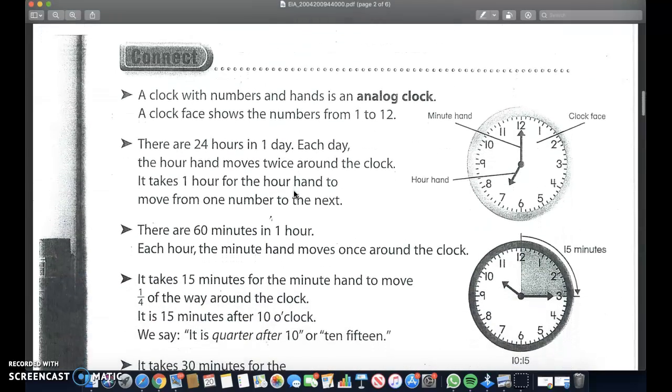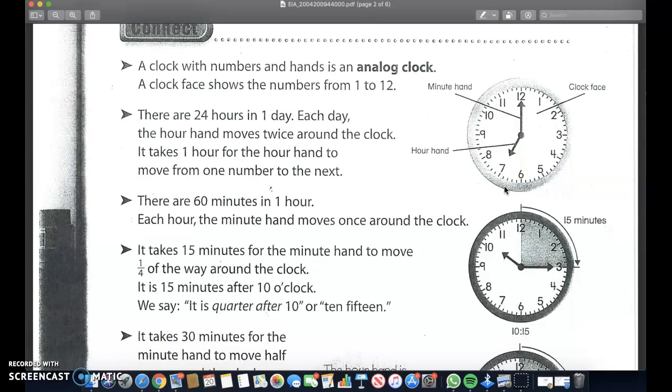A clock with numbers and hands is called an analog clock. A clock face shows the numbers from 1 to 12. The long hand is the minute hand, and the short hand is the hour hand. There are 24 hours in a day, and each day the hour hand moves twice around the clock. It also takes 1 hour for the hour hand to move from one number to the next.